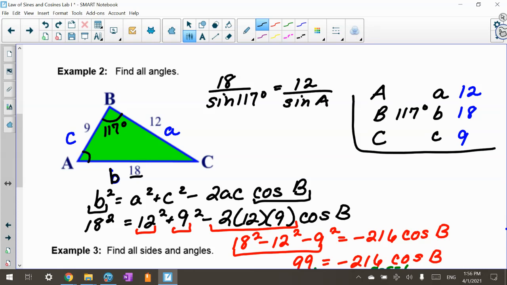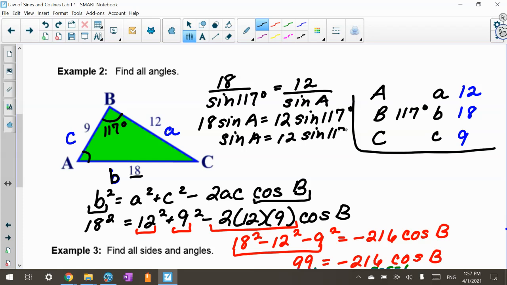Now I have enough information. So when I cross multiply, I have 18 sine A equals 12 sine 117 degrees. Divide by 18, so the sine of A is going to be 12 sine 117 degrees divided by 18.